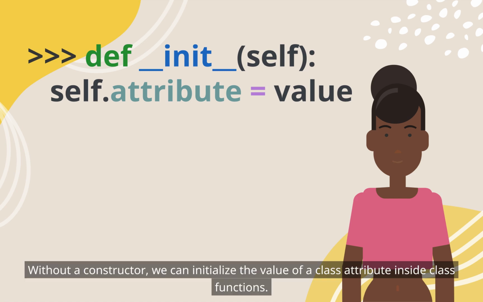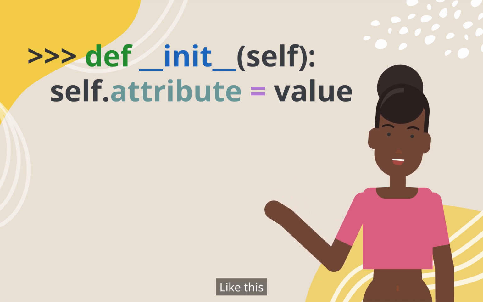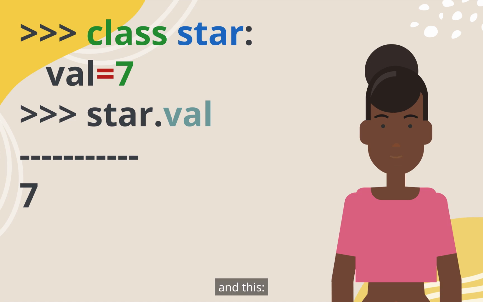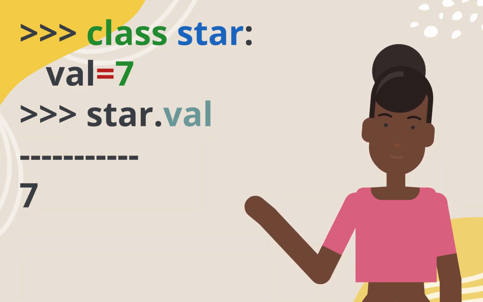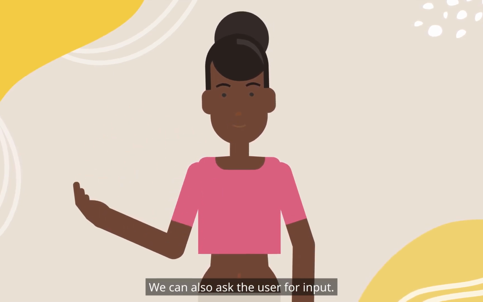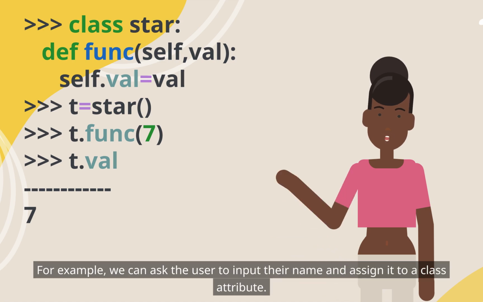Without a constructor, we can initialize the value of a class attribute inside class functions. Like this. And this. We can also ask the user for input. For example, we can ask the user to input their name and assign it to a class attribute.